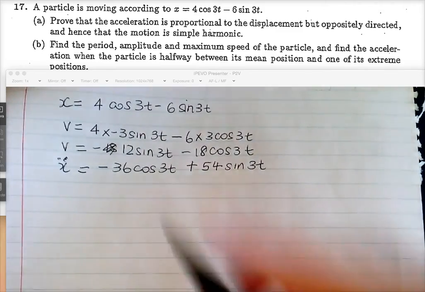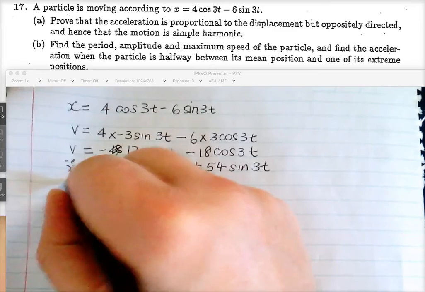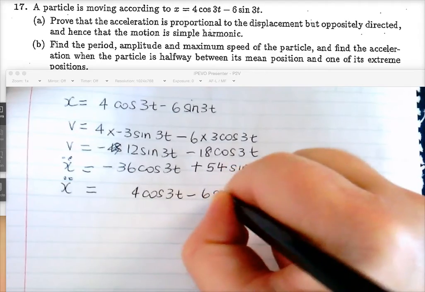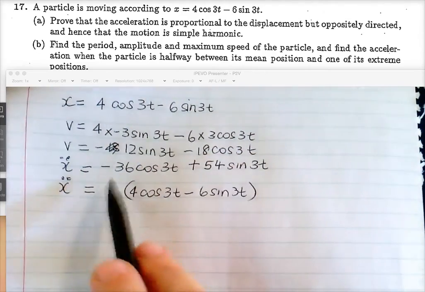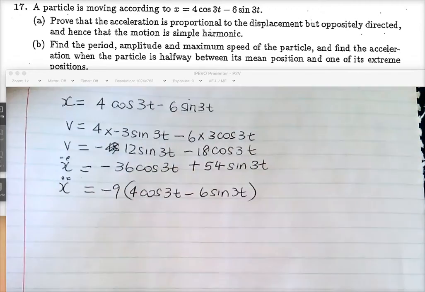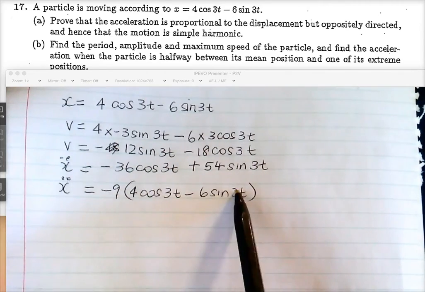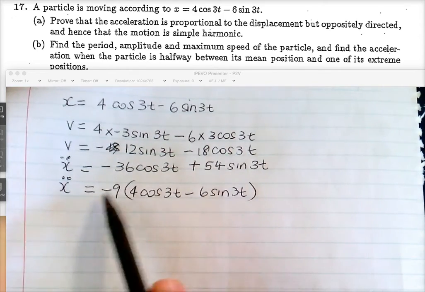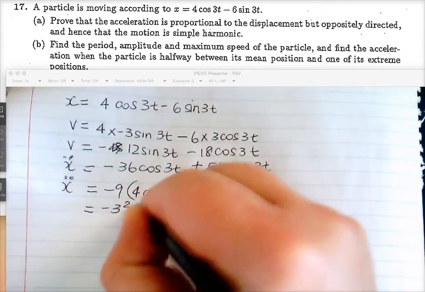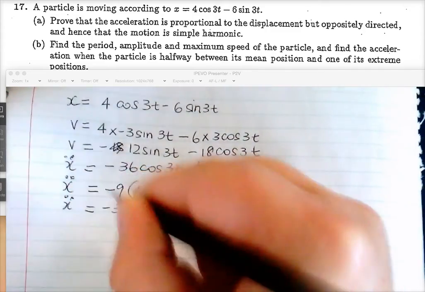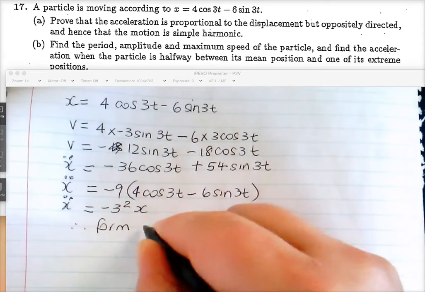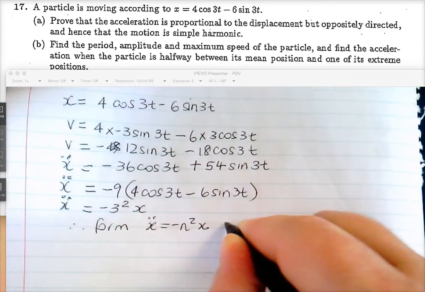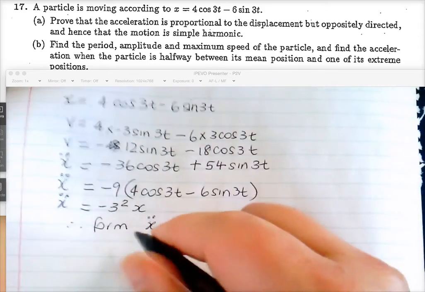Now, to prove that it's simple harmonic, girls, you want acceleration is negative n squared x. So let's just put our x in. I would pull this out first and then fill in the gap. Negative 9. I pull out the x because that has to be there. See, that's negative 9, which is negative 3 squared x. So therefore, it's of the form acceleration is negative n squared x. Therefore, it's simple harmonic motion.